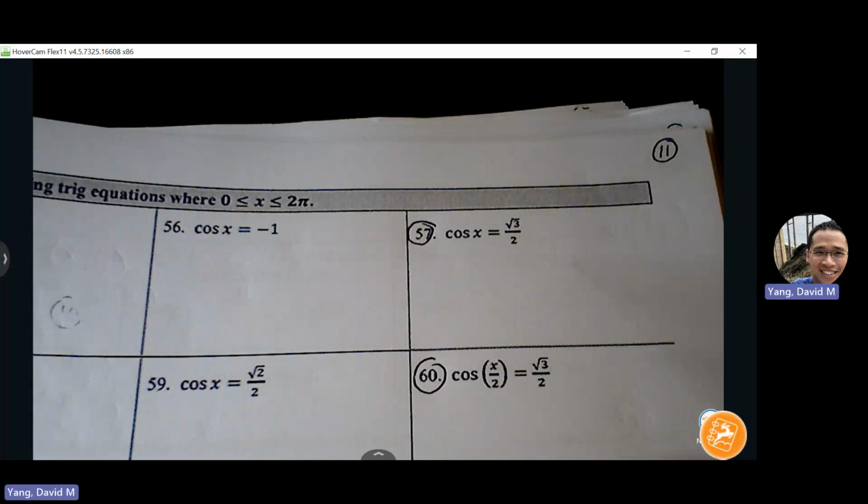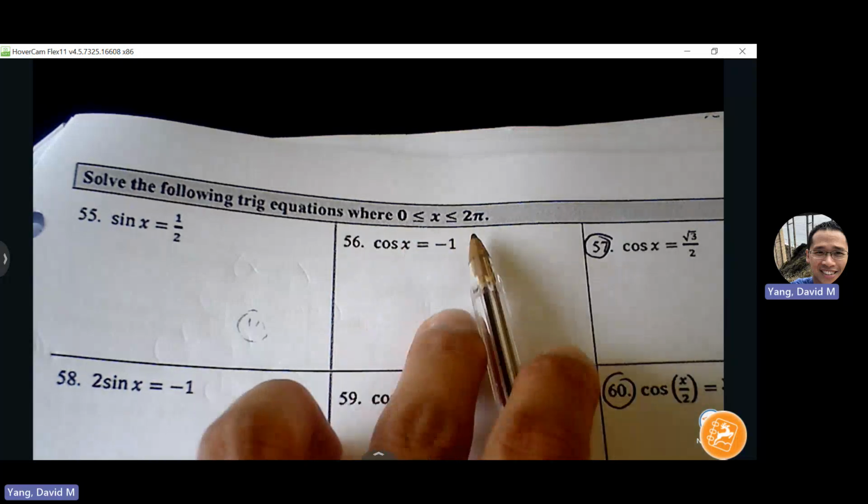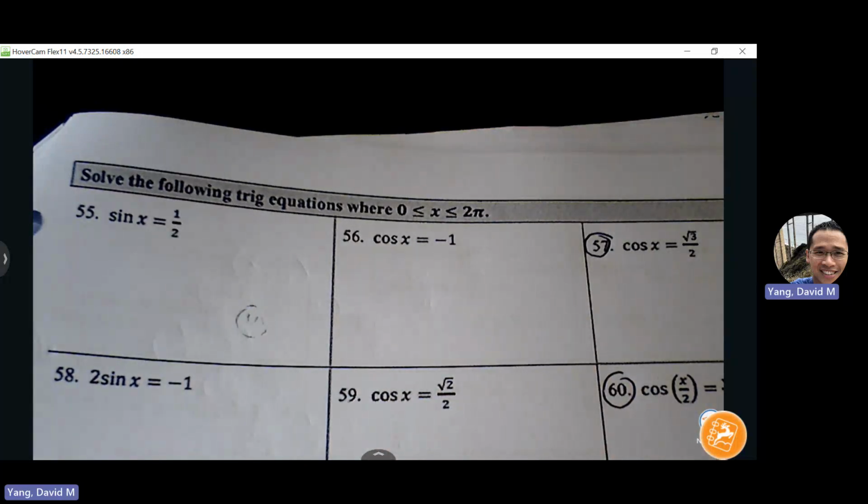Okay, so it says solve the following trig equations where x is between 0 and 2 pi.